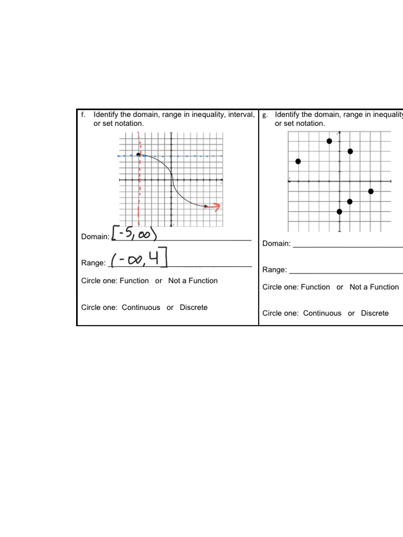So is it a function or not a function? If I drew vertical lines through this, I would only go through the graph once at each line. So yes, it is a function. Is it continuous or discrete? Continuous means that you have connected points, and discrete means that you've got like a scatter plot or a table. So since these are connected points, it is continuous.